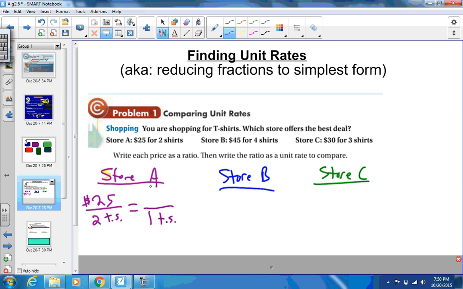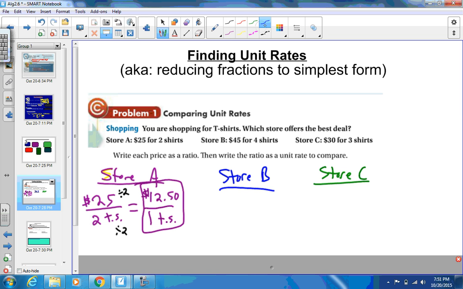So I'd have to divide the top by 2 as well. And I can show that here. Divide by 2. Divide by 2. And you end up on the top with $12.50 for 1 t-shirt. There's a unit rate. So 1 shirt costs $12.50. That's good. We know that.